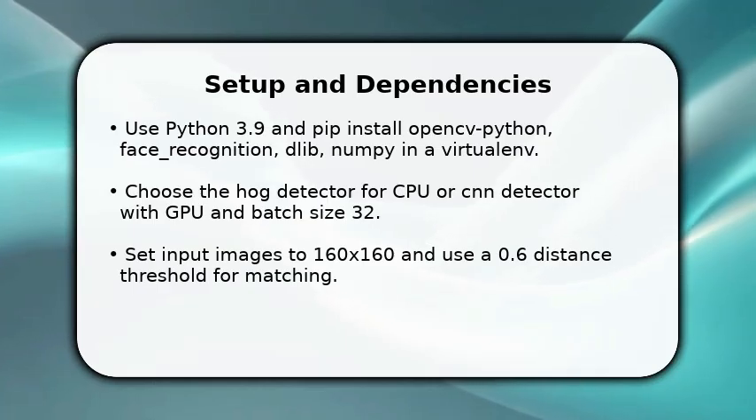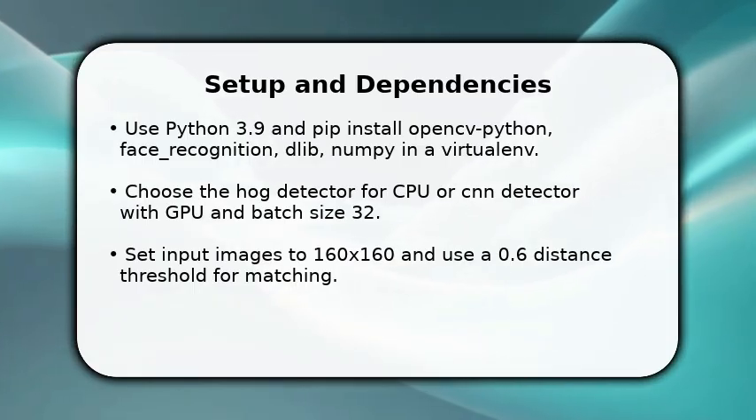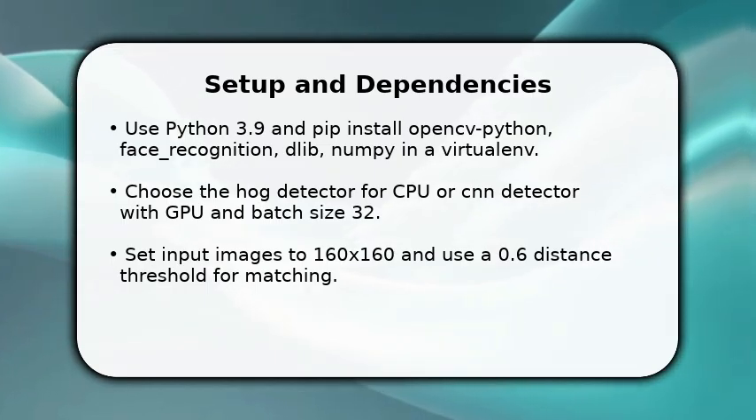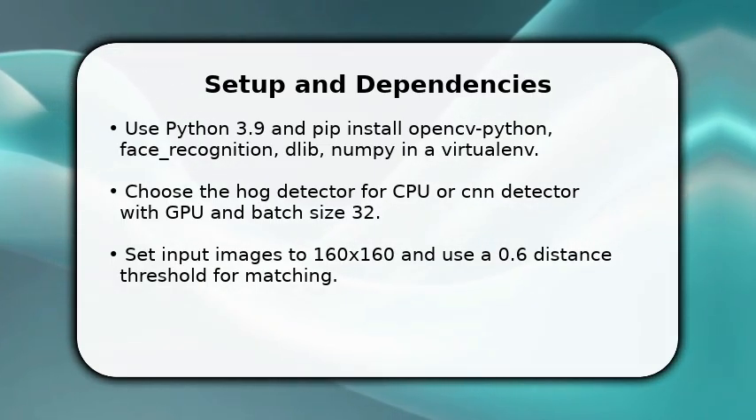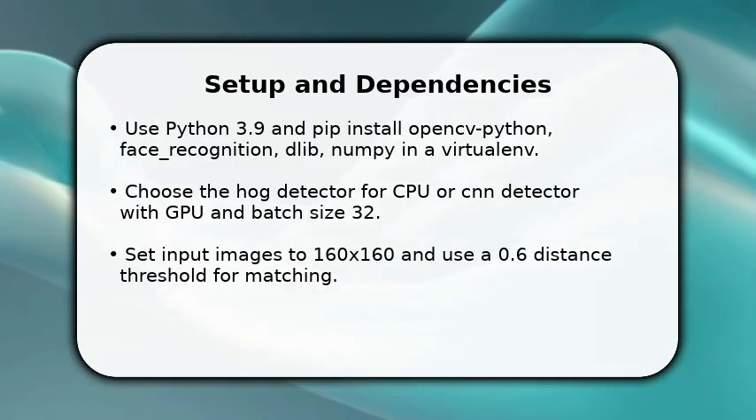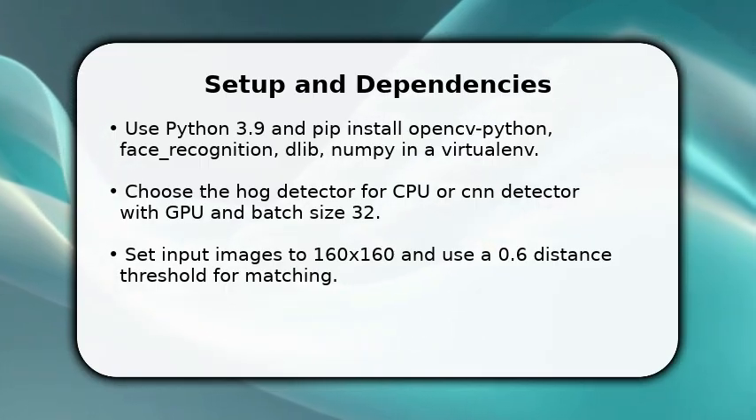Start by using Python 3.9 and creating a clean virtualenv for your project. Install dependencies with pip install openpython face recognition dlib numpy to prepare the environment. Choose the hog detector for CPU use or the CNN detector when you have GPU acceleration available.